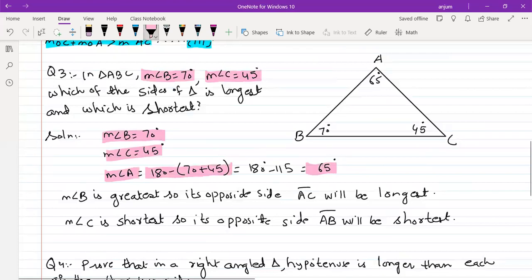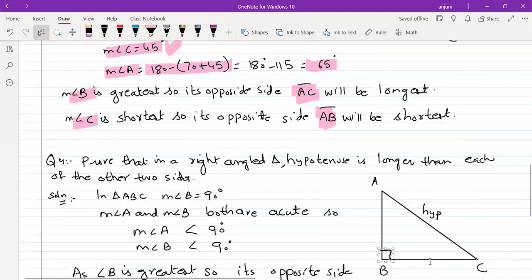So from these 3 measurements, we can see that measure angle B is greatest, which is 70. So its opposite side, which is AC, will be the greatest or the longest side. And we can see that measure angle C is smallest. It is 45 degrees. So its opposite side, AB, will be shortest. Any angle which is greater, its opposite side is always greater, and any angle which is smaller, its opposite side will also be smaller.